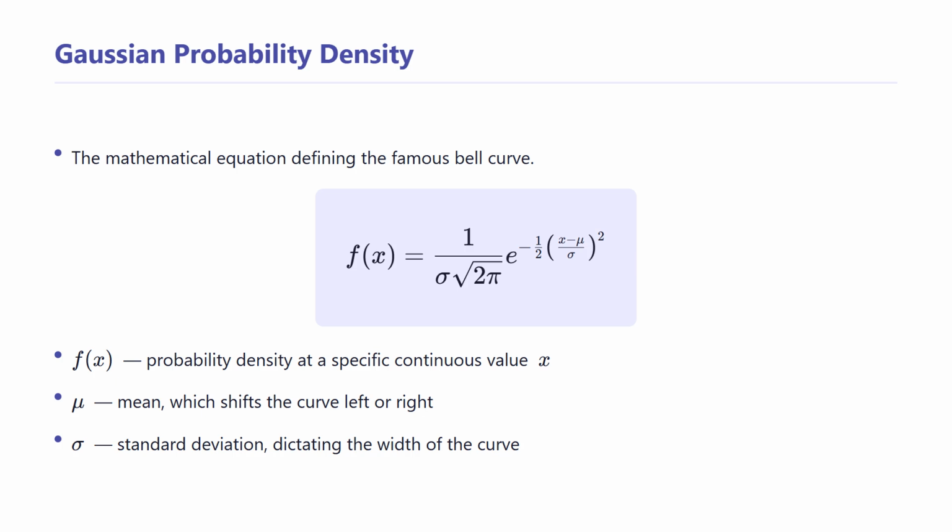The parameter sigma is the standard deviation. Increasing it makes the bell curve wider and flatter, while decreasing it makes the curve narrow and sharp. The fraction in front ensures that the total area under the entire curve equals exactly 1. The exponential term contains the square of the distance from the mean, which guarantees that the curve drops off rapidly and perfectly symmetrically on both sides.